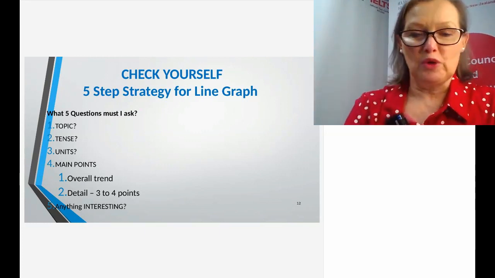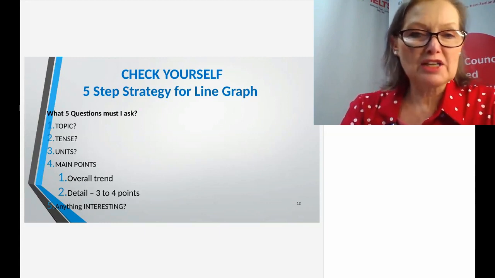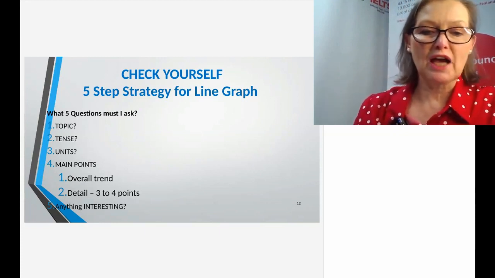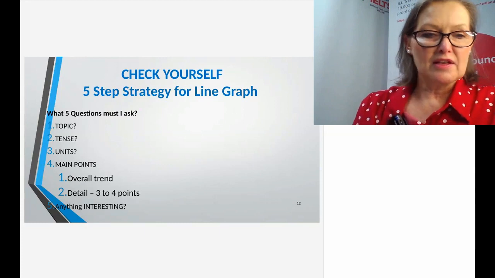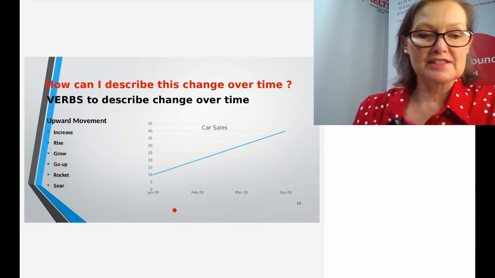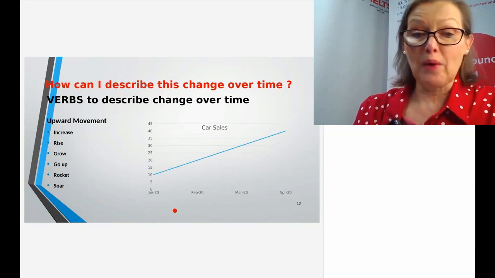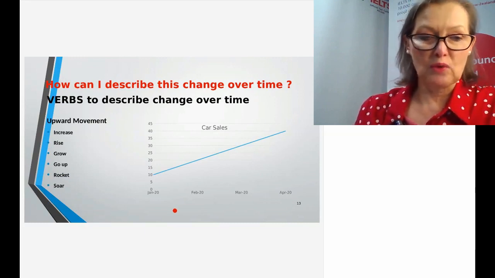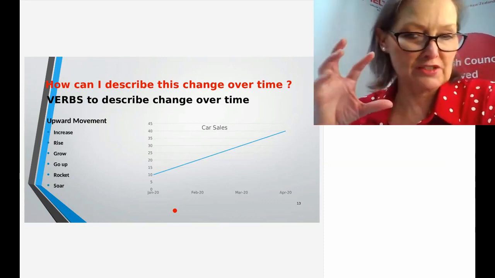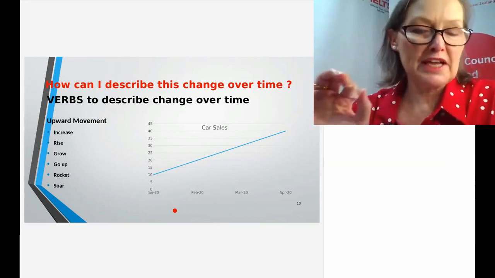So now we need some verbs. We're going to have a look at the first sentence structure, but first of all, let's brush up on some verbs. And the first verbs we need are going to be to talk about upward movement. So I need to use verbs like increase, sales rise, car sales grow, or car sales go up, or rocket, or soar. So largely we'll start working with these 6 because this is, as I mentioned, the collocation is very tight. So if we start to try and use other words, well, it's just not what a native speaker would write.